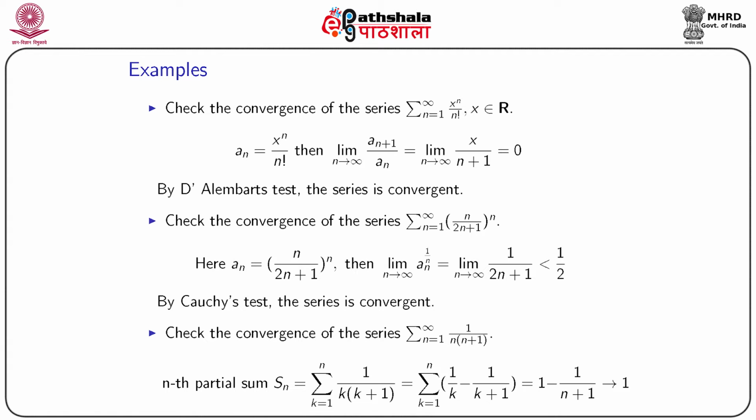So it will be 1 minus half, again plus half minus 1/3, again plus 1/3 minus 1/4, and so on. So we will be left with 1 minus 1 over n plus 1. And if you take the limit of the nth partial sum, it goes to 1. So that says that the series is convergent and it converges to 1.